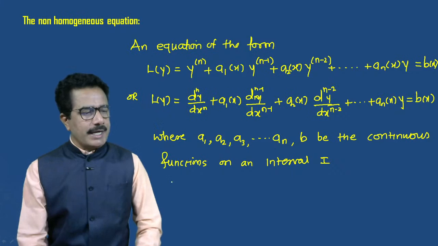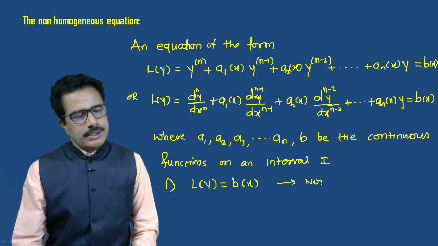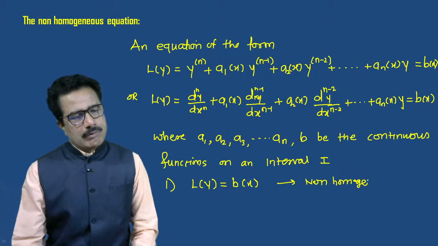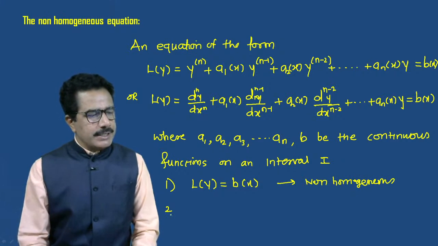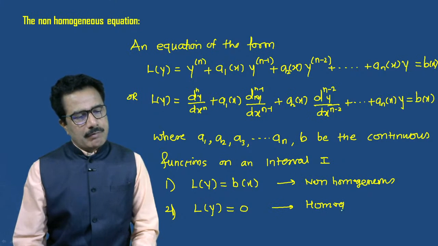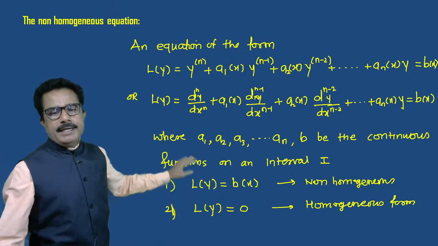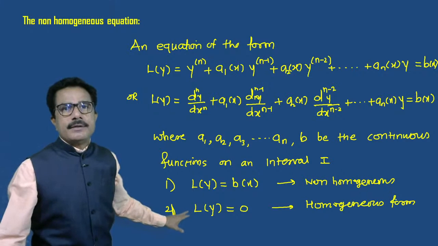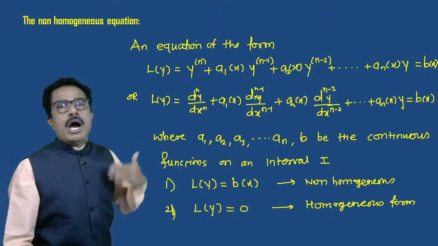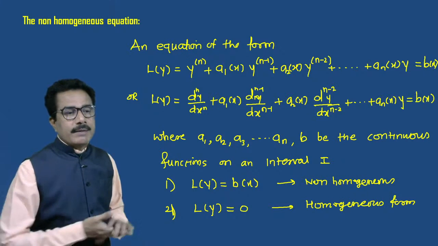In short, we can write this as L of y equals b of x. This is the non-homogeneous form. Secondly, we can write L of y equals 0. This is the homogeneous form. And we have seen, by using 10 different theorems, how to find the solution of homogeneous differential equation with the variable coefficient.